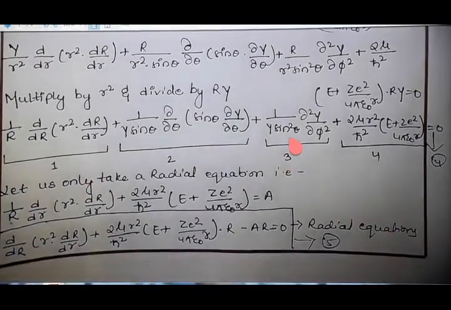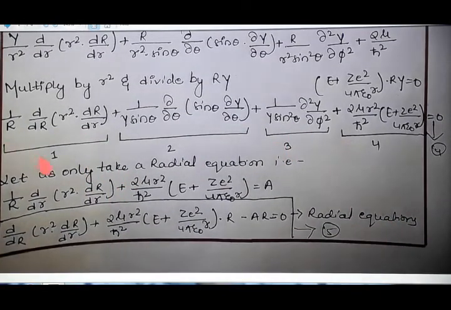Now let us take only our radial equation, that is the first and fourth term, that is 1 by R into d by d r of r square into d R by d r, plus 2 mu r square divided by h bar square into E plus Z e square divided by 4 pi epsilon naught r equals some constant. We give this constant the name a. Therefore, we get the final equation as d by d r of r square into d R by d r, plus 2 mu r square divided by h bar square into E plus Z e square divided by 4 pi epsilon naught r into R, minus a R equals 0. This whole equation is the radial equation. We give this equation as our equation number 5.